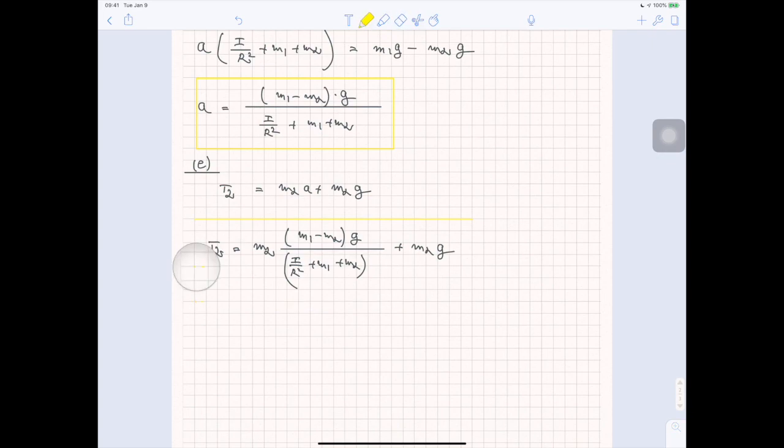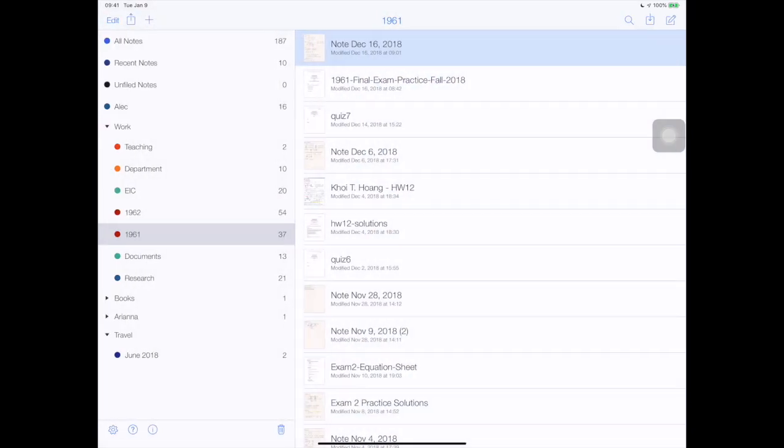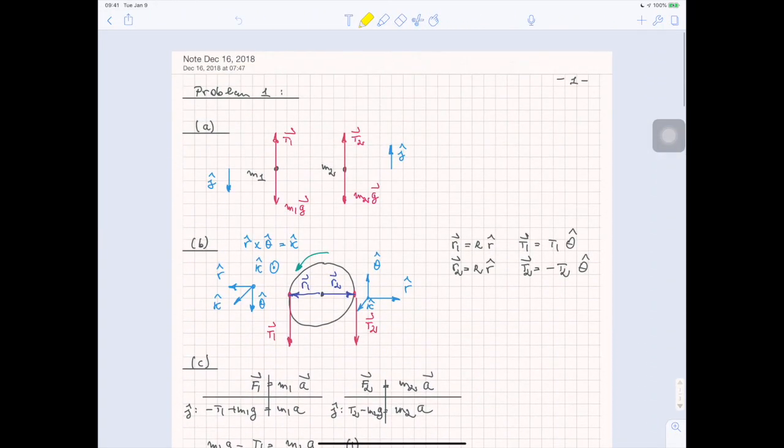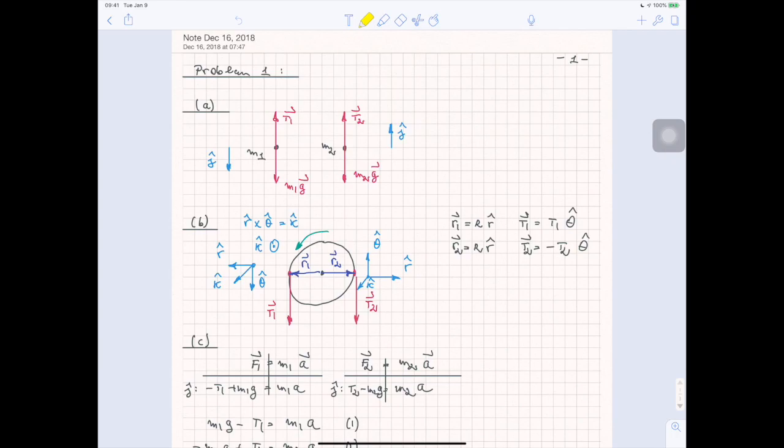Okay, so this was the first problem. Let me just walk you through a couple of things here, just to remind you. I hope this is really clear: setting up the free body diagram for mass M1 and mass M2.